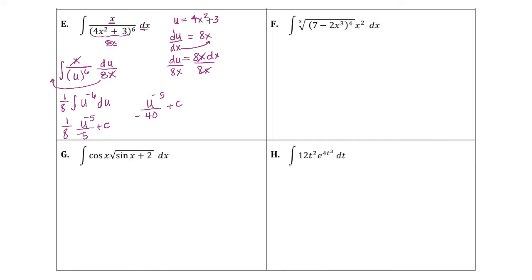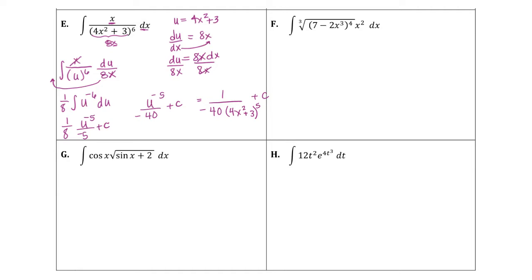And then we need to go back and fill in our values. So when we do that, we're going to end up with 1 over negative 40 times 4x squared plus 3, because we're moving all of those negative exponents back down to the denominator, and that's all raised to the 5th, and then plus c out to the side.